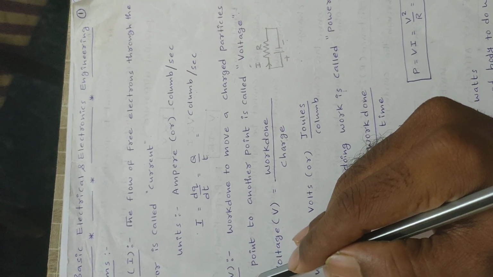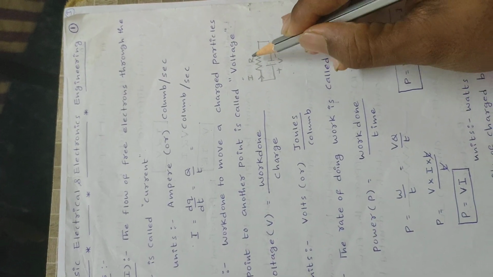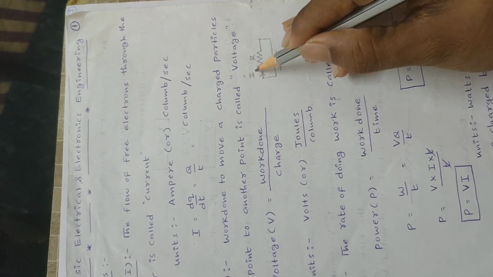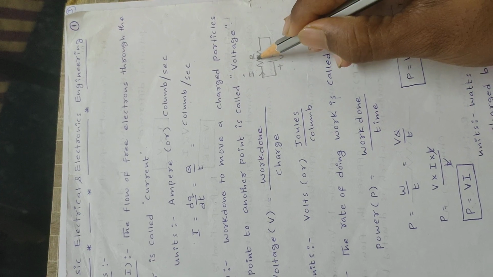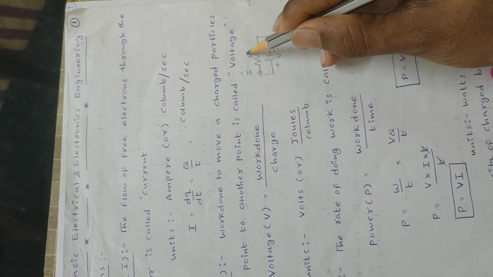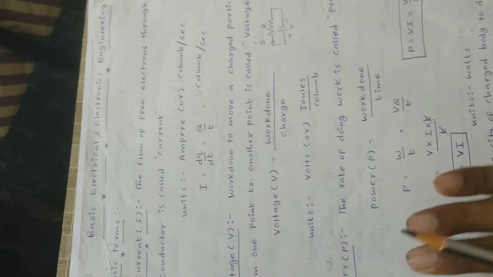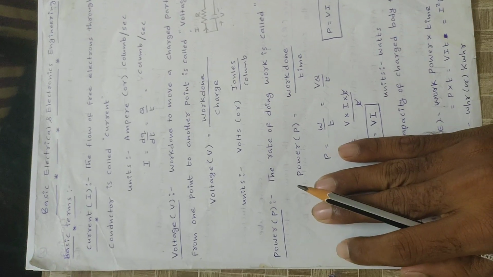That is about voltage and current. In this circuit, without this voltage there is no work done. That means voltage is nothing but the work done to move charge or charged particles in any circuit. That is about current I and voltage V.